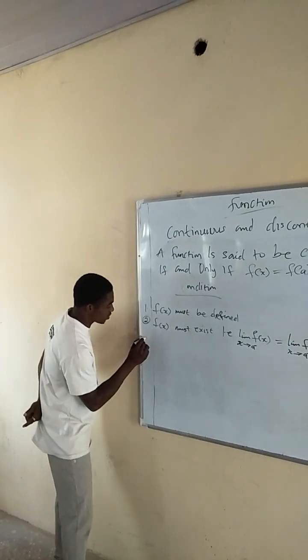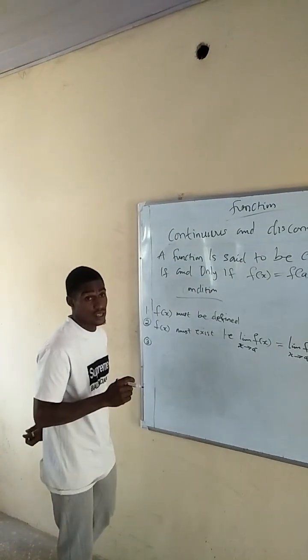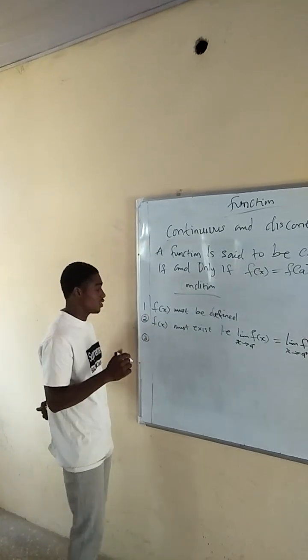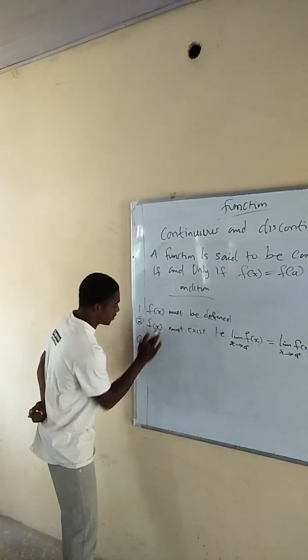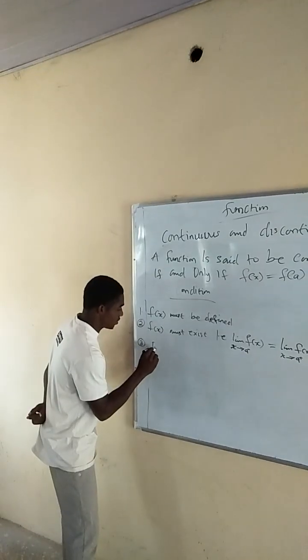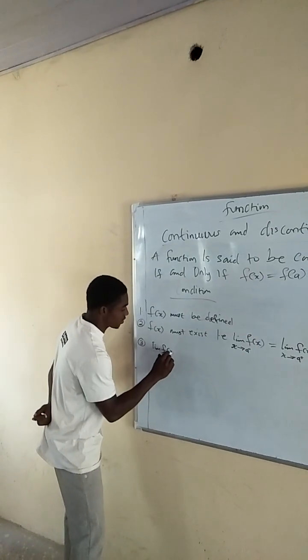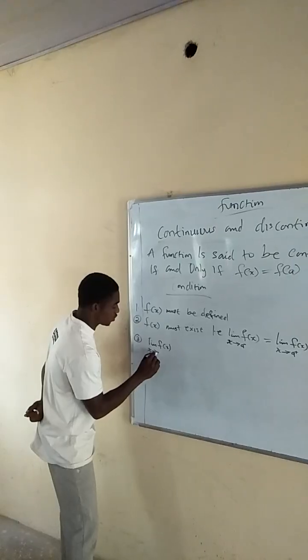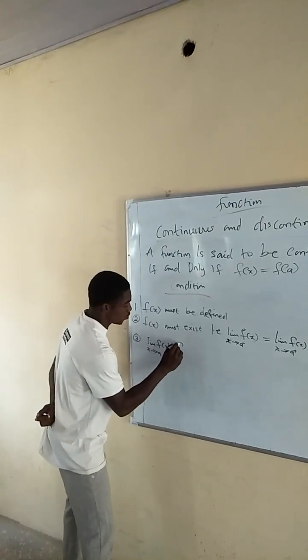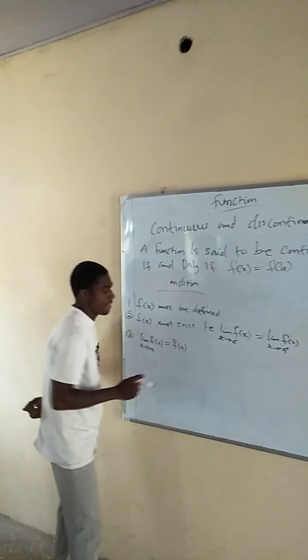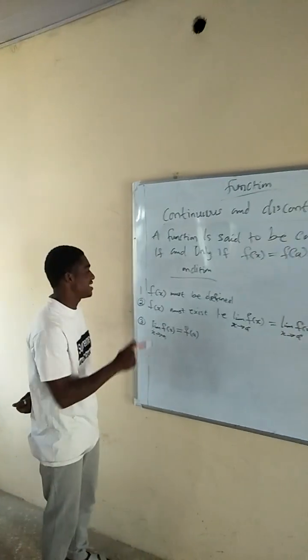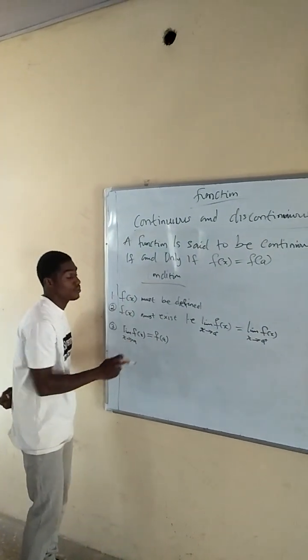So the third condition says that for a function to be continuous, the limit of f of x as x approaches a is equal to f of a. So for a function to be continuous, these three conditions must hold.